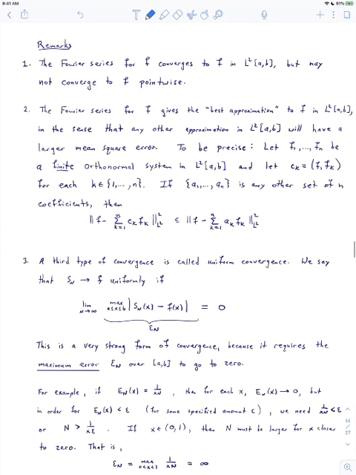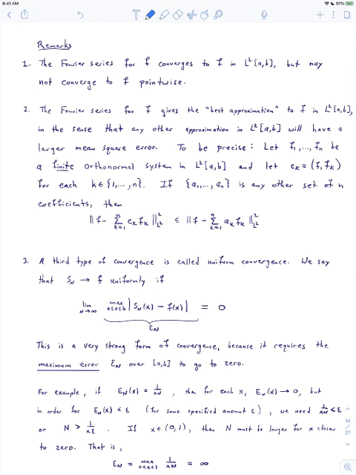Let's make some remarks here. The Fourier series for f converges to f in L2, but may not converge to f pointwise. Under certain conditions, we'll see that the Fourier series does converge pointwise, and those conditions we'll encounter usually, most of the time, just not always.